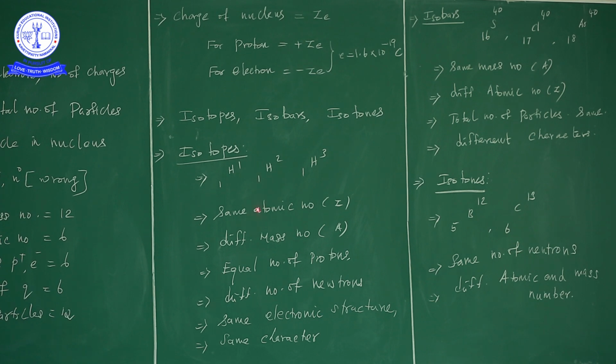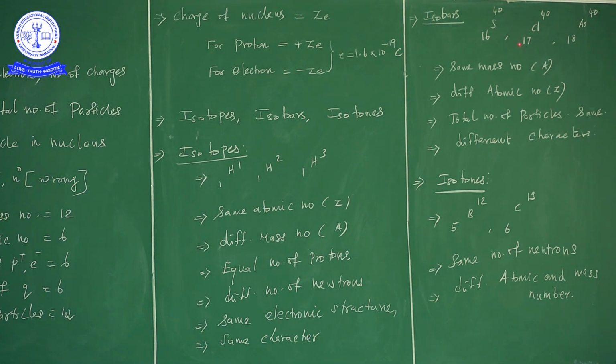இப்போ நம்ம isotopesல என்ன பார்த்தோம், same atomic number different mass number பார்த்தோமா, இது அப்படியே opposite ஆக இங்கே எழுதிக்கணும். Same mass number different atomic number. So we have the example 16S40, 17 chlorine 40, 18 argon 40 இருக்கு. So here the number of protons is different. For S the number of protons is 16, for chlorine 17, for argon 18. But the mass will be the same.